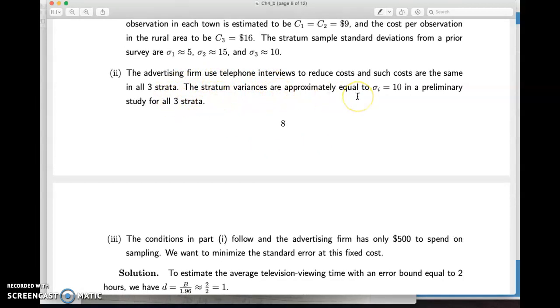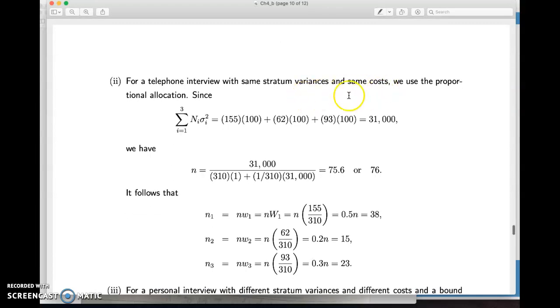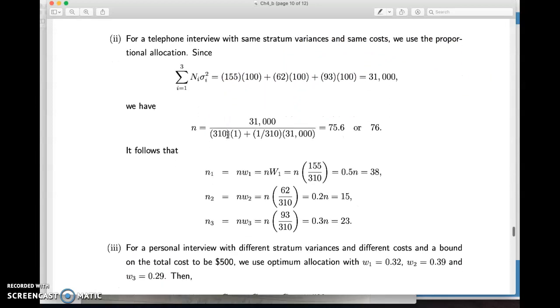So now all of the costs are reduced and equal, and the variance equals 10, they're all equal. So if this is the case, in part 2, if we don't consider the cost and the variance, then we use proportional allocation. Under proportional allocation, the formula is given like this. So the total sample size is around 76. Then we do the allocation proportional to the population size in each of the strata. In this case, town A has the highest population, so about 50% of the samples should be allocated to town A.